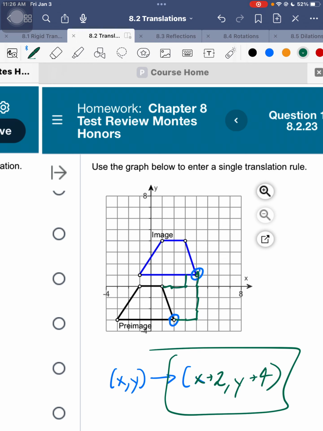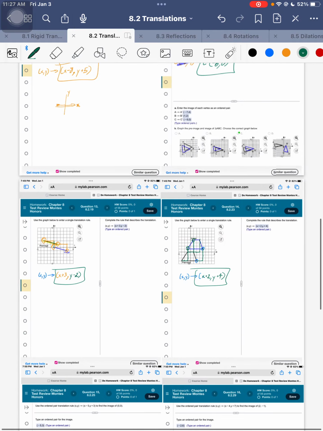So 1, 2, 1, 2, 3, 4. It all leads to 1, 2, 1, 2, 3, 4. Okay?